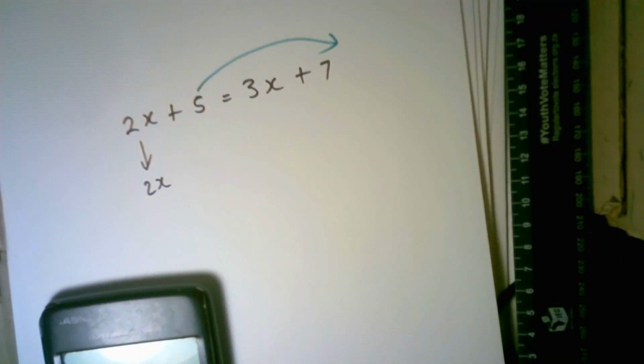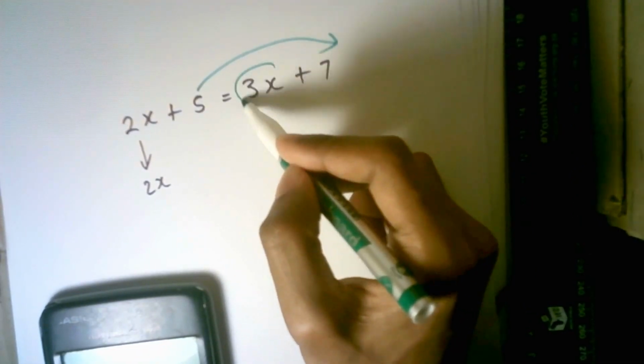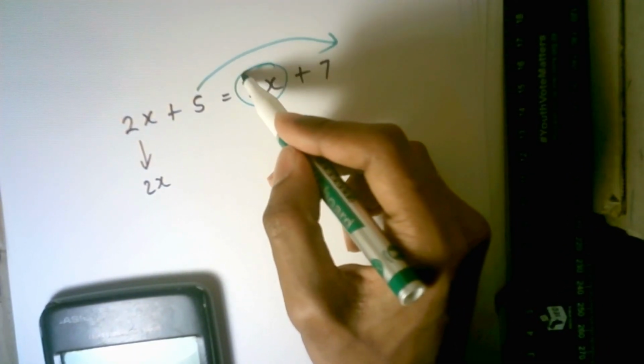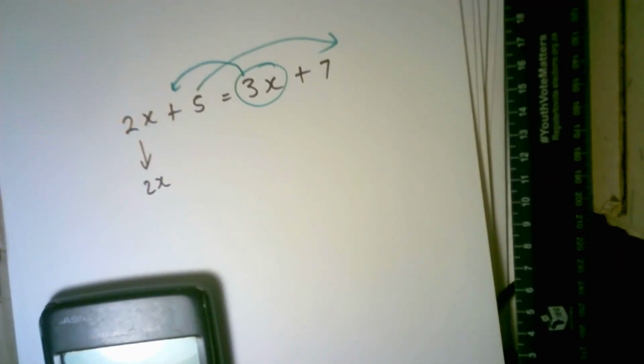The goal is to get the numbers to one side of the equation and the variables to the other side of the equation. Now, if I look at the right-hand side of the equation, I can see I have 3x, and by the way, it's positive 3x. So if I take positive 3x to the other side, the sign is going to change. Remember, also with the 5 as well, it's positive 5, I need to take it to the other side, the sign is going to change.